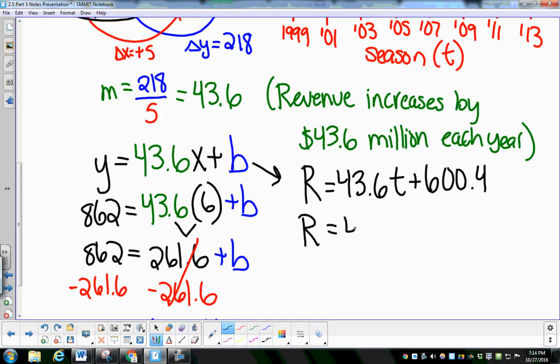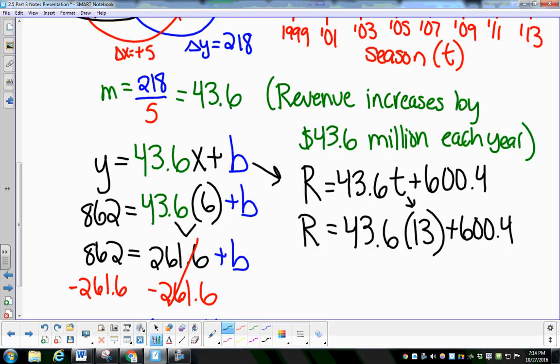So my revenue is 43.6 times 13, I just plugged that in right there, plus 600.4. So remember, order of operations, we have to do our multiplication first. So we're going to multiply 43.6 times 13 and then add 600.4. So when you do that, you get $1,167.2 million.